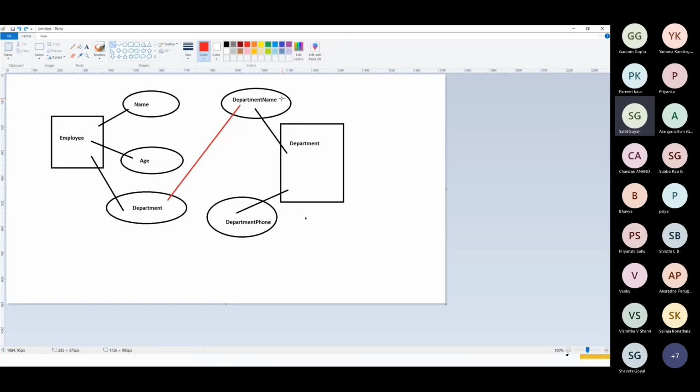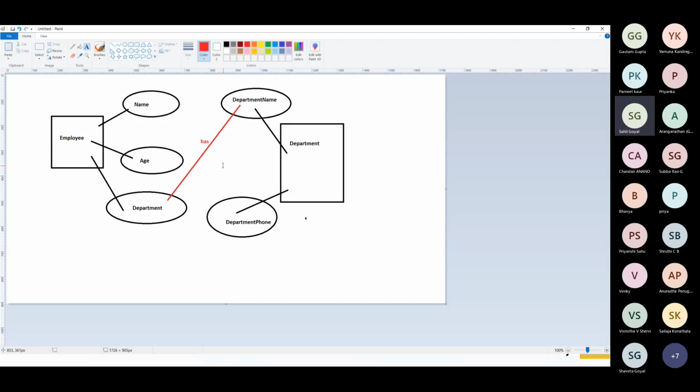Now, when we say that each employee has a department, if I want, I can put up here that the relation is "has". Now, the type of relation is very important. Why is the type of relation very important? Because one employee can belong to one department, or one employee can belong to multiple departments.